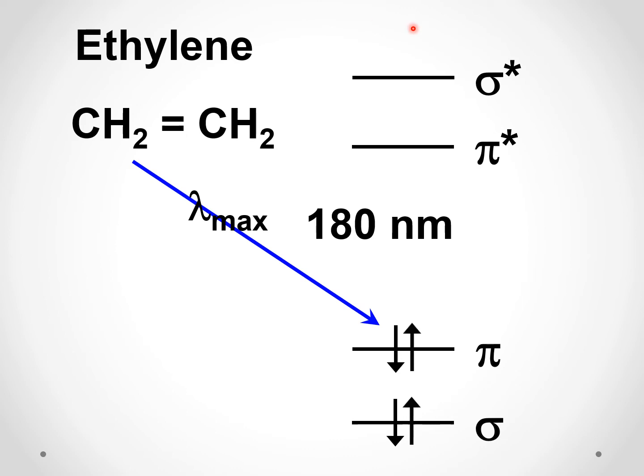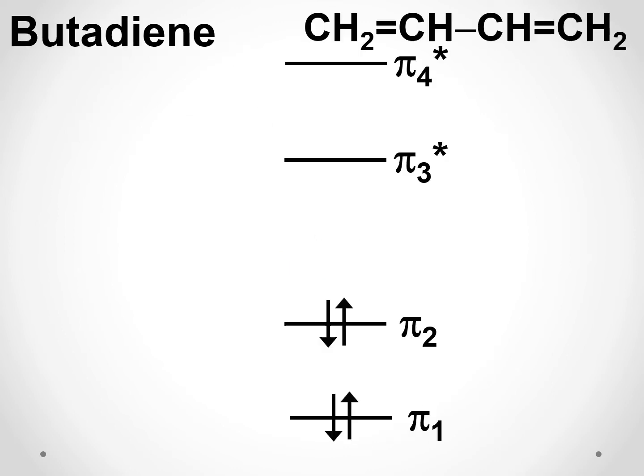Now what I'm going to do is add one more ethylene to this compound. One more ethylene I am going to add here. So I will get a compound called butadiene. This is butadiene, two ethylenes combined together.